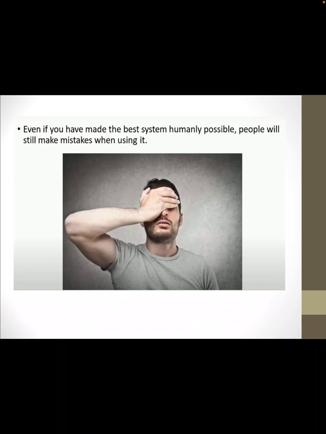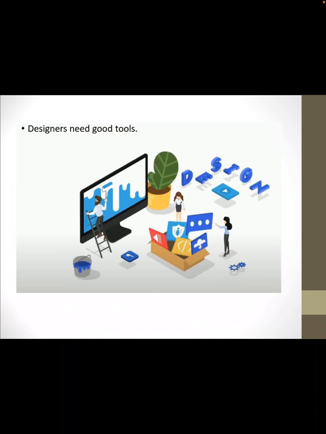Even if you have made the best system humanly possible, people will still find mistakes when using it. Obviously, we cannot satisfy human beings. Whatever product you have developed, they will feel something is missing, or that some new feature should have been added. Still more, your system or design could have been more accurate. So we cannot satisfy human beings; obviously they will find some mistake in it.